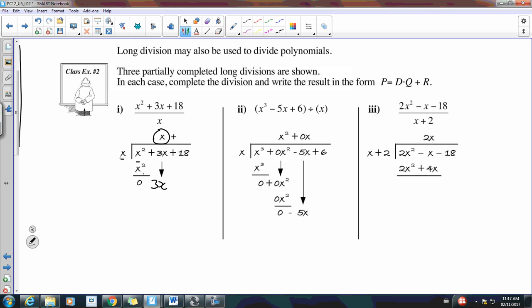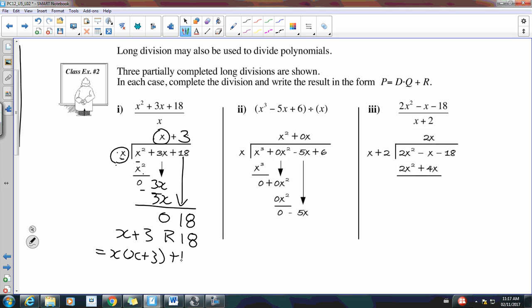We then bring down the 3x and repeat the process. So what times x gives us 3x? Well, 3 times x gives us 3x, so now we multiply. 3 times x is 3x. We can subtract that, and we bring down our remainder. There's nothing left, there's no x's left. Nothing times x is going to give me 18, so this is simply remainder 18. So we can just write it like that. We could also write it as this is equal to x times x plus 3 plus 18.